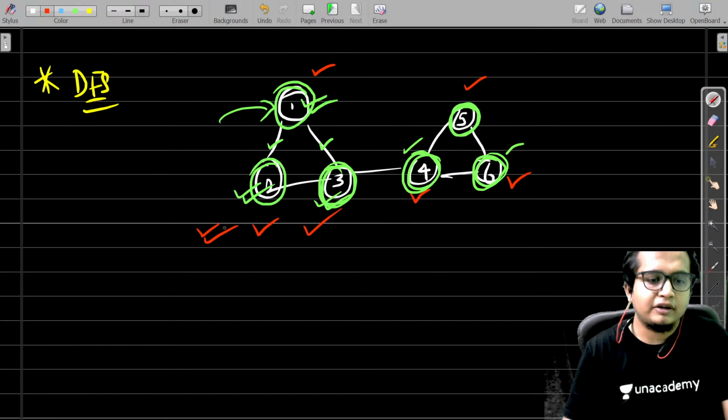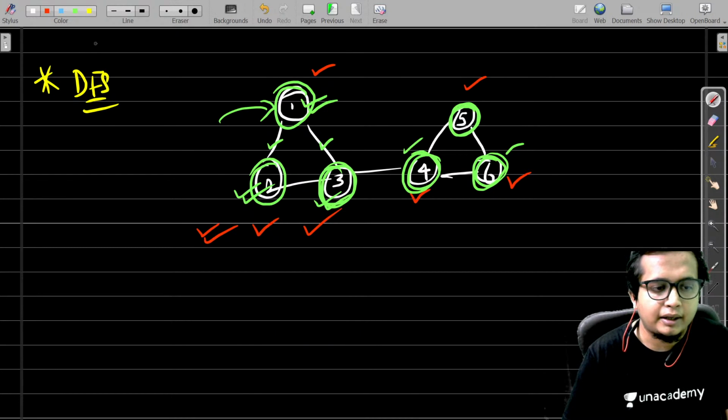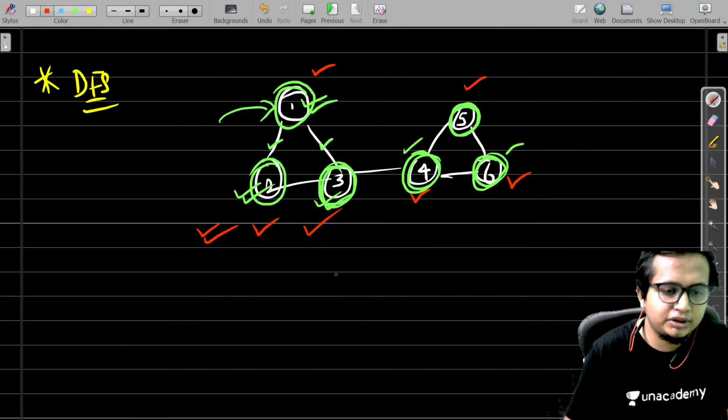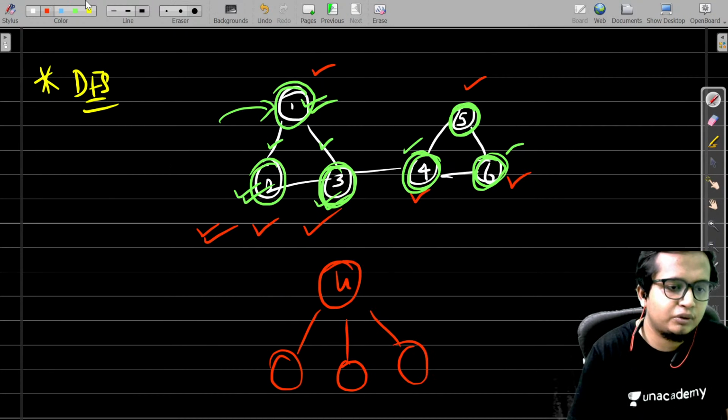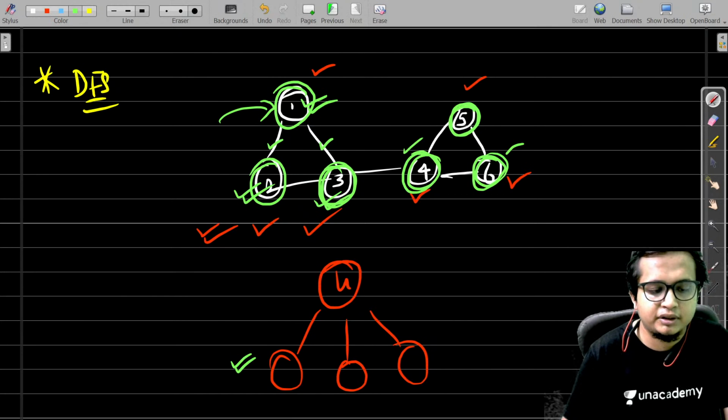Okay, so that's all about DFS. And let me write the code for DFS as well for you guys. So if you see that we actually start from some node U and see what all nodes are connected to it. Okay, and then whichever node we find that it is not visited, we go to that node, and then do the DFS over there.